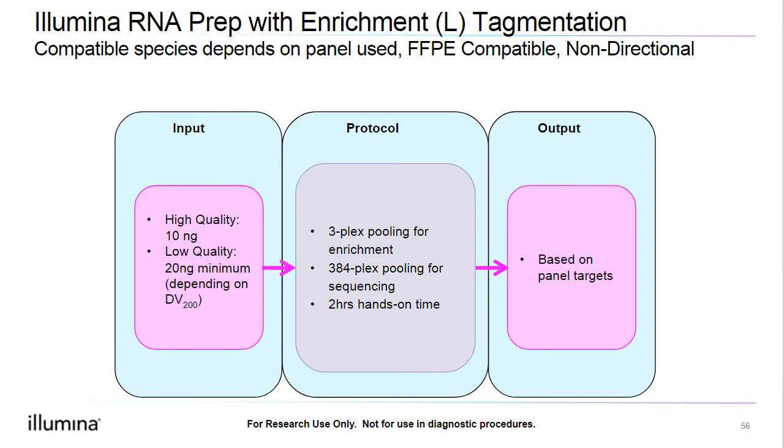This kit requires 10 nanograms if using high-quality material and a minimum of 20 nanograms if using low-quality material, depending on the DV200. It accommodates 3-plex pooling for enrichment reactions, and it is compatible with up to 384 unique dual indexes that can accommodate 384-plex sequencing. This workflow has around a 2-hour hands-on time, and the output will depend on the targets of the panel used.